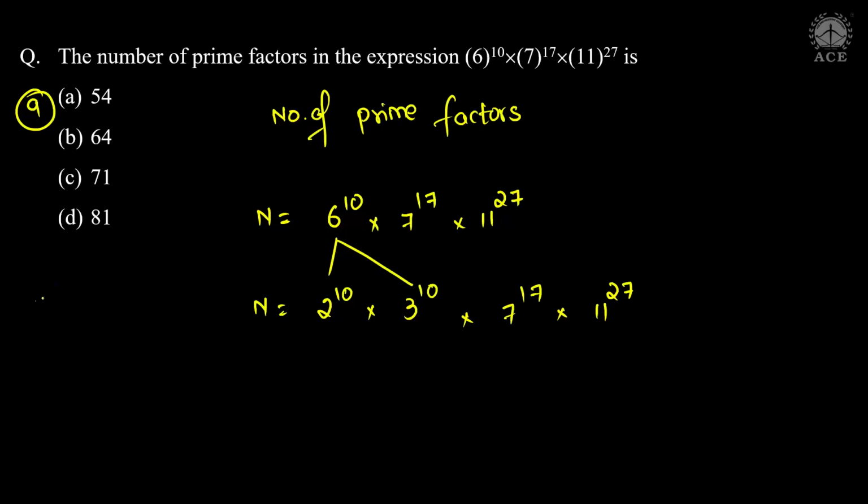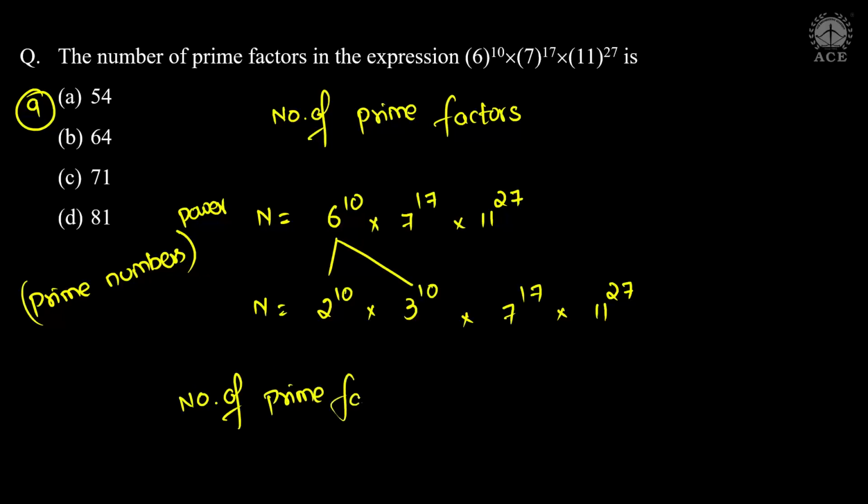6 is not a prime number. So we should write it as prime numbers power. If you want to decide the number of factors or number of prime factors, the given number should be written as prime numbers power. This is now 2 power 10, 3 power 10, 7 power 17, 11 power 27. Now if you want to calculate the number of prime factors, add the powers, my dear friends. 10 plus 10 plus 17 plus 27, you will get 64.